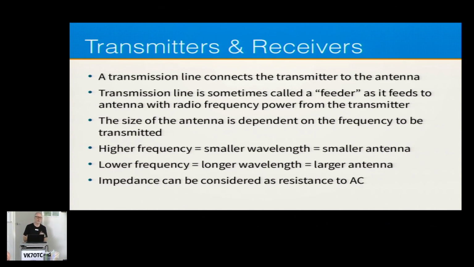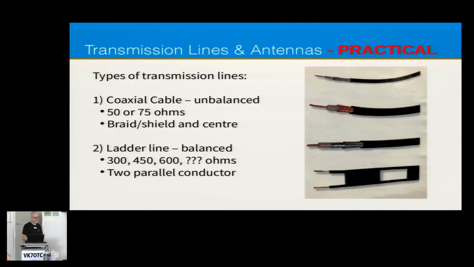The other concept is impedance. We call resistance in an AC world, so an alternating current world, impedance. So you'll hear what is the impedance of your antenna, or the characteristic impedance of your antenna, or characteristic impedance of the output of your transmitter. And that'll become clear in a sec.